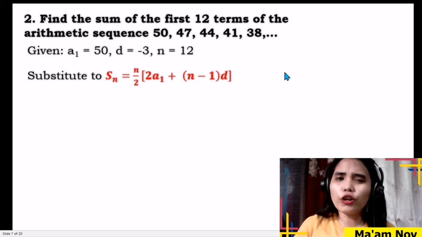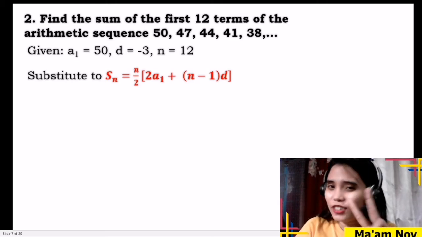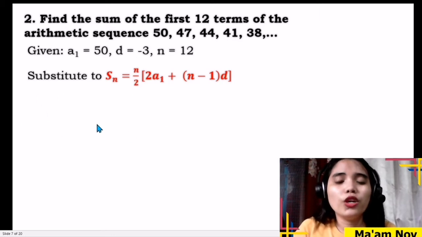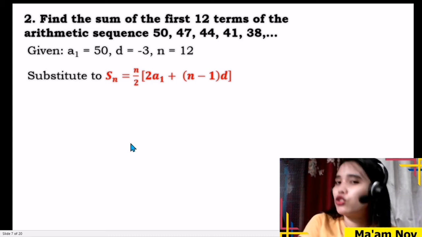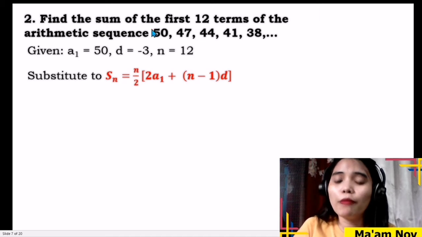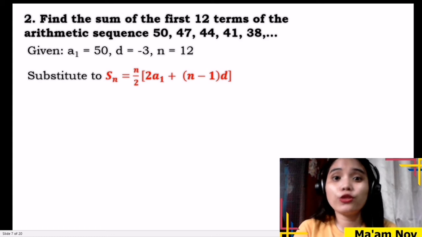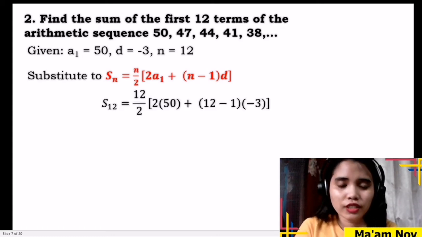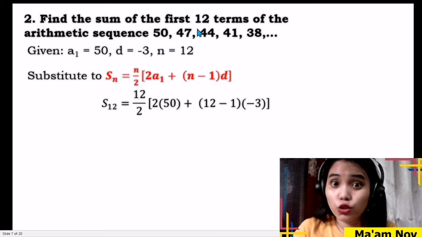Okay, bakit formula 2 ang ating gagamitin? That's right, because we do not have our last term. We will need the formula 2. Okay, so we will just substitute it sa formula. So we have S sub 12. That's right, because we will get the sum of the first 12 terms. Bakit 12? Because we will get the sum of the first 12 terms.